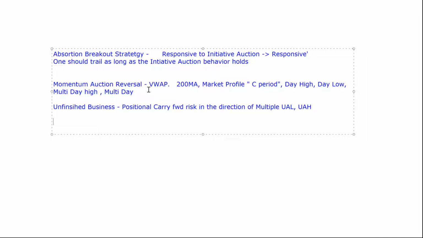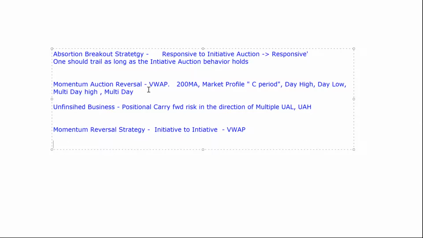Okay, sir. The other strategy we talked about is the momentum reversal strategy. Here also, it is nothing but an initiative to initiative move, a kind of V-shaped reversal, which we talked about. In this case also, we'll be using VWAP as an exit point. And what else did we look into? Any other thing? Trapped seller strategy. Trapped seller.